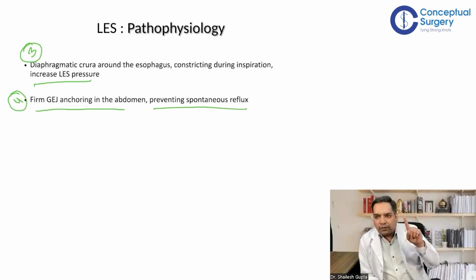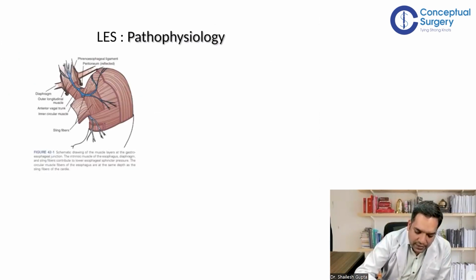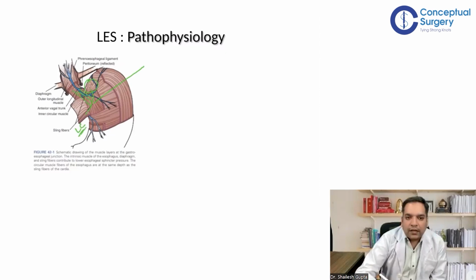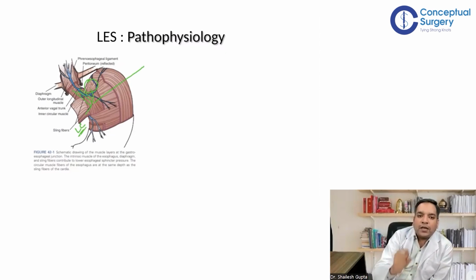So these are the four mechanisms. Tonic contraction, number one. Number two, sling fibers. Number three, diaphragmatic crura, which constrict the esophagus in inspiration. Number four, firm GE junction anchoring in the abdomen, preventing spontaneous reflux. These are the four components of the lower esophageal sphincter. Moving on, here you can see the sling fibers, and this is the cardia and this is the lesser curve. This is the continuation of the circular muscle fibers of the esophagus. So these contribute to the LES pressure.